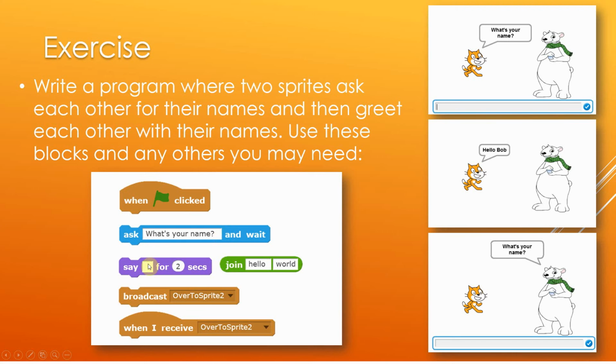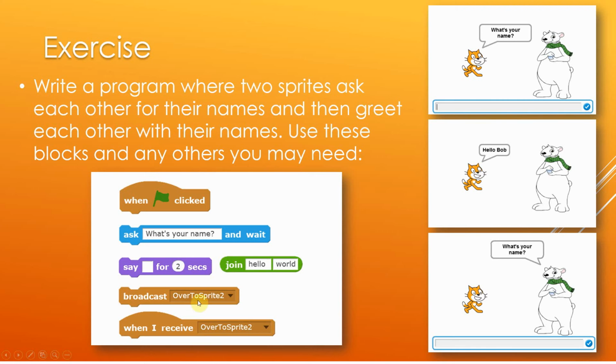We're going to use the say command to do the hello cat or hello polar bear, and we need to use the join to match the hello together with the name that we are getting from the ask block. In order to tell the one sprite, we're going to start with the cat, that we are finished, and the polar bear must carry on asking the cat its name.